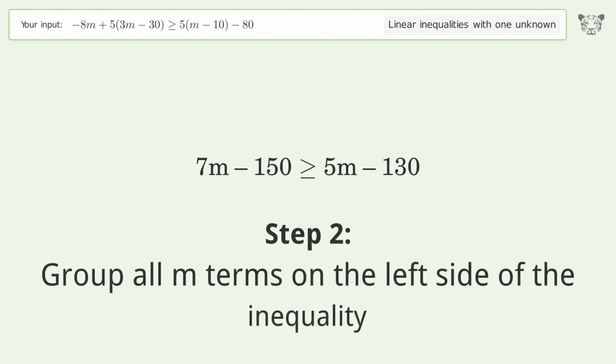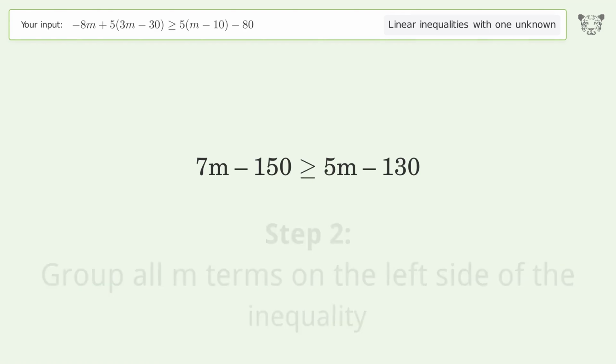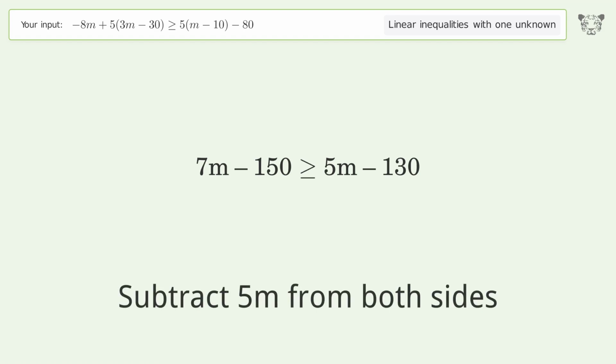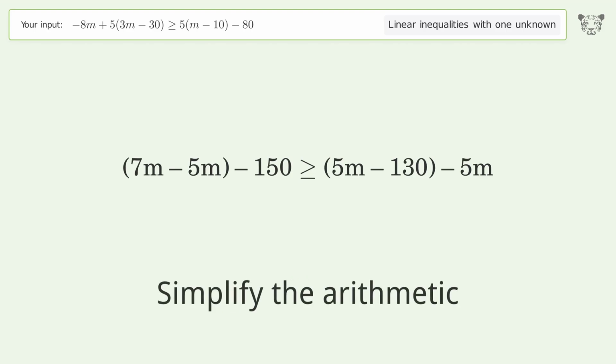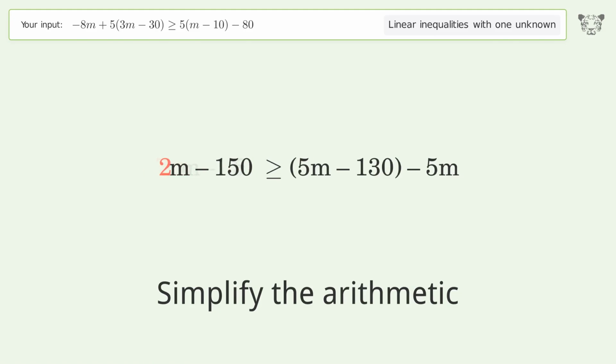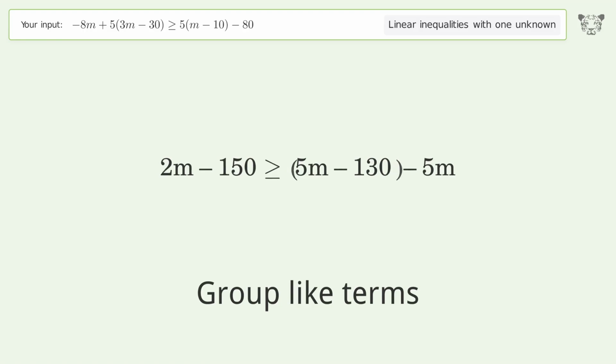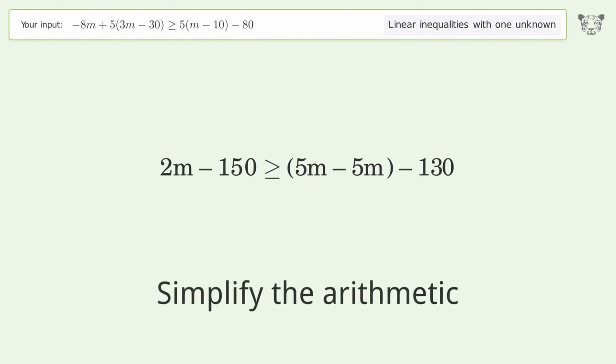Group all m terms on the left side of the inequality. Subtract 5m from both sides. Group like terms. Simplify the arithmetic. Group like terms. Simplify the arithmetic.